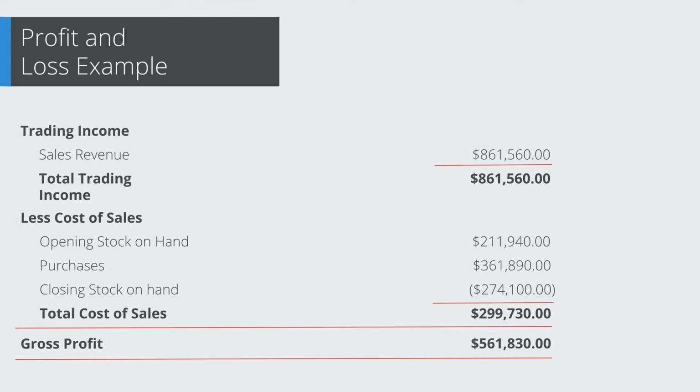So in our other example, we're showing purchases, which is our cost of sales, at $361,890, but now we have our total cost of sales down at $299,730, which updates our gross profit by the difference between those two amounts. So we've gone from around about $490,000 up to $561,000. A really big jump in our gross profit, and that's because we've put through that closing stock on hand journal. Now let's look at perpetual stock.